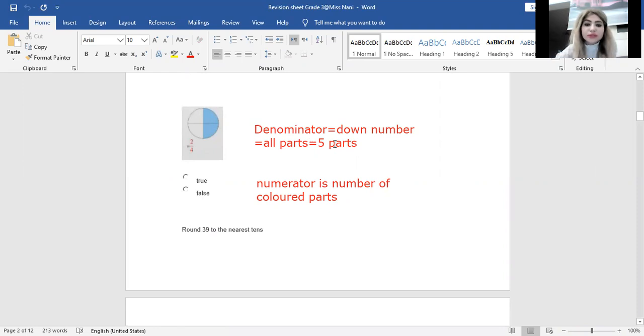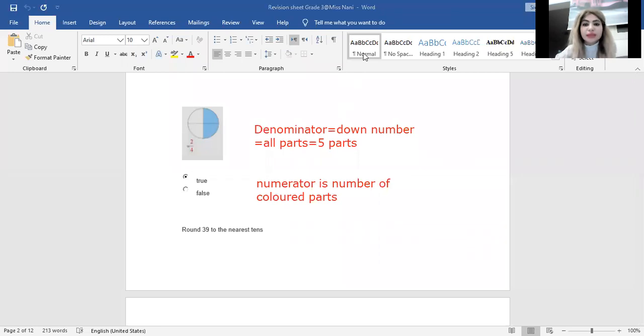Let's see, denominator is the number at the bottom. How many parts? 1, 2, 3, 4. So I have 4. How many colored parts? I have 2. So it is 2 out of 4. So it is true. Yes, the answer is true. The second question, round 39 to the nearest tens.